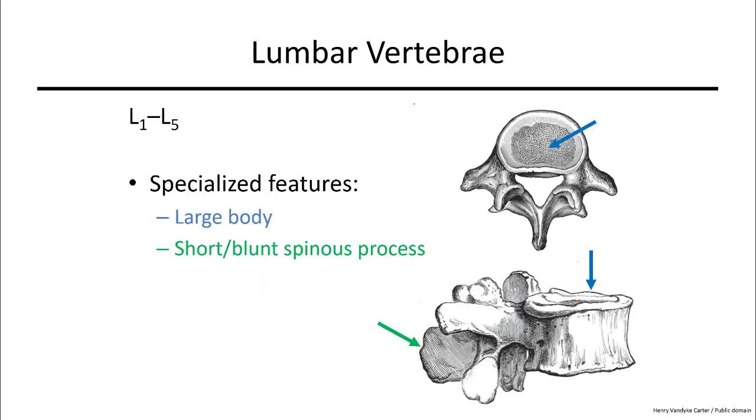There are 5 large lumbar vertebrae. These are larger in size than the cervical and thoracic because they bear much more weight and have much larger muscles attaching to them to allow the upper body to bend in a number of directions. In addition, the spinous process is short and blunt rather than long and slender in the other vertebrae.